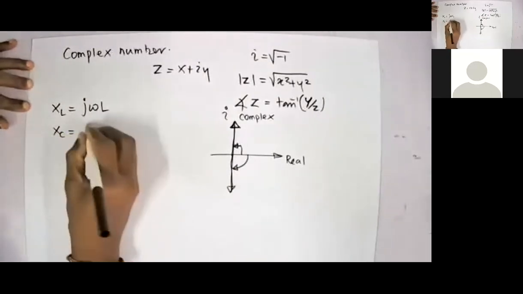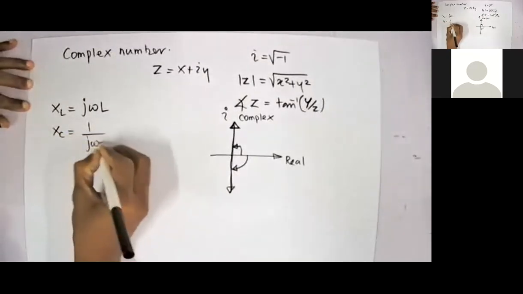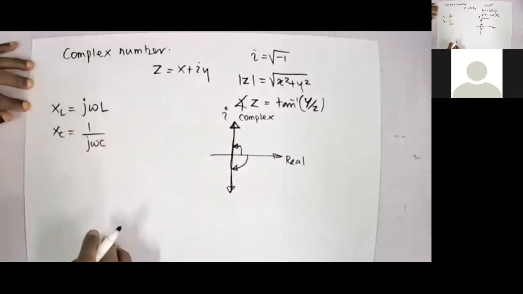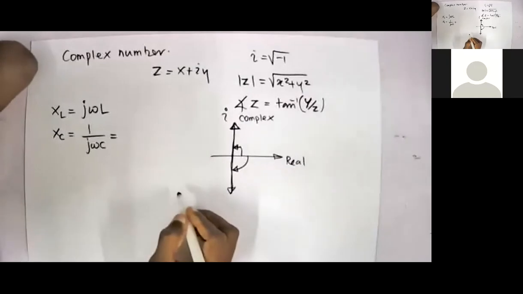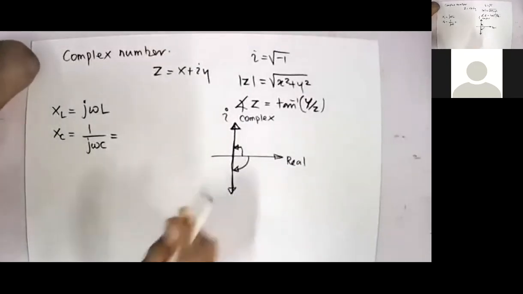XC equals 1 over j omega C. What is 1 over j? Anyone? What is 1 over j, or 1 over i?